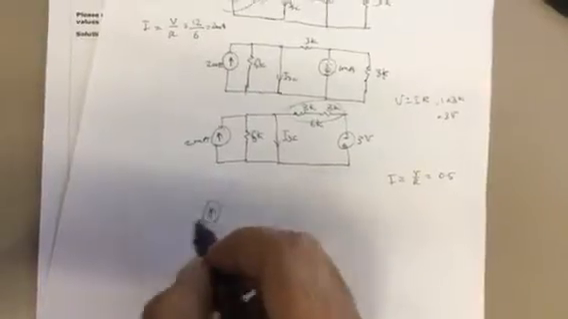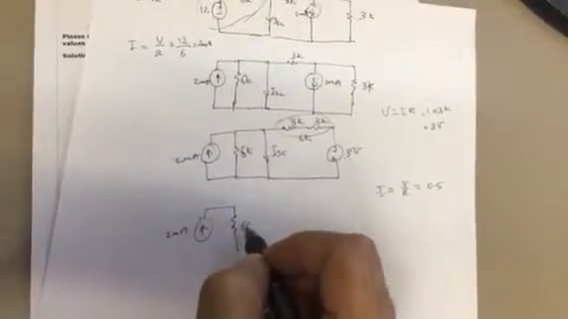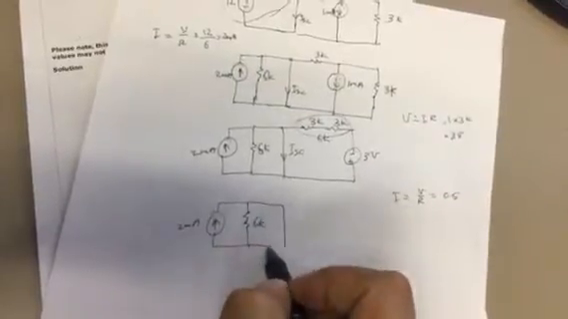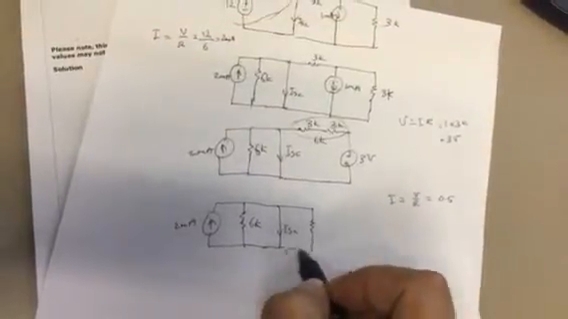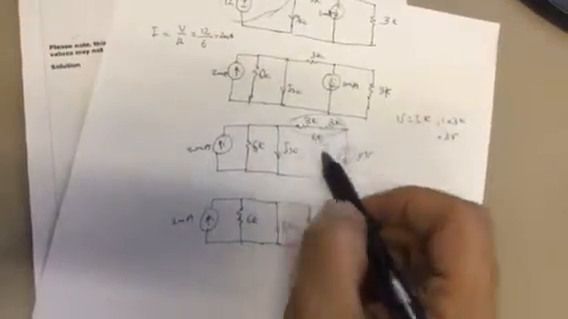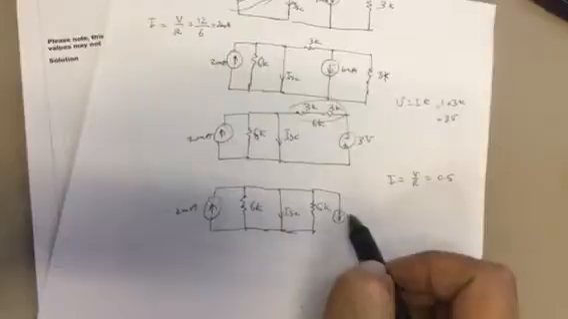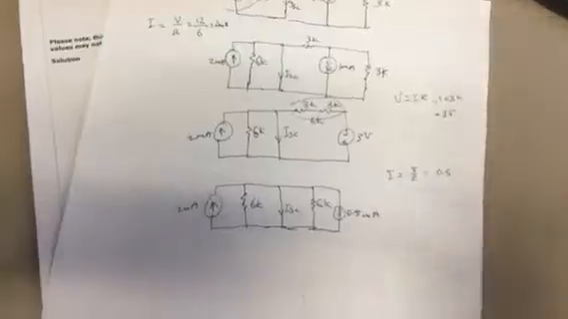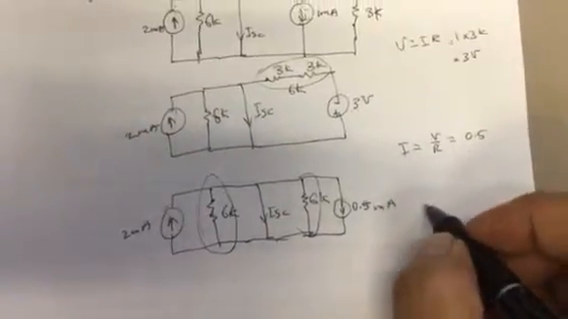So I have a 2 milliampere going this way, and a 6K here, and then I have the short circuit current that I'm looking at. Then I have a 6K over here because I'm putting this 6K down here, and then I have this 0.5 milliampere that is going that way. If you look at this carefully, you would see that this 6K and this 6K are in parallel, so I can add them.